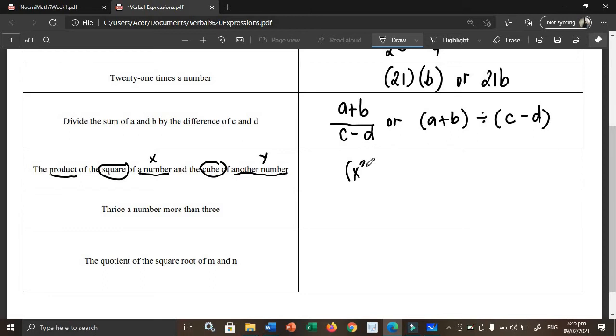So, x squared and then times the cube of another number. So, cube of y or y cube. Or it can also be written as like this, yung wala na siyang parentheses. Pwede. So, yeah, it can be written like that.